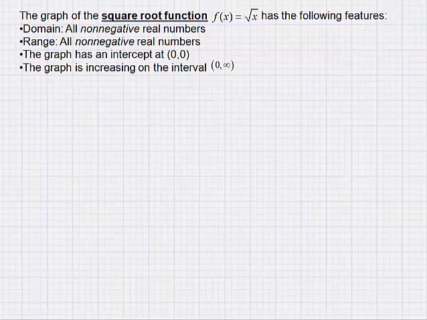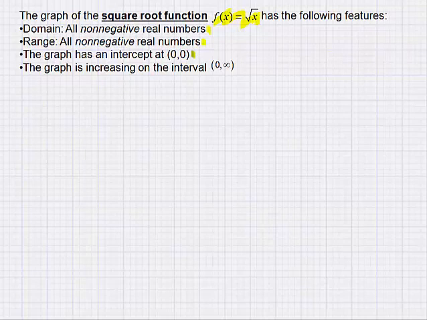Next function up is the square root function. It's called the square root function because it's f of x equals the square root of x. It has some features. Domain: not all real numbers, it's only non-negative real numbers. You can only take the square root of 0 or positives. So the domain is only the non-negative real numbers. The range, same thing. Those are the only answers you'll get out of the square root function.